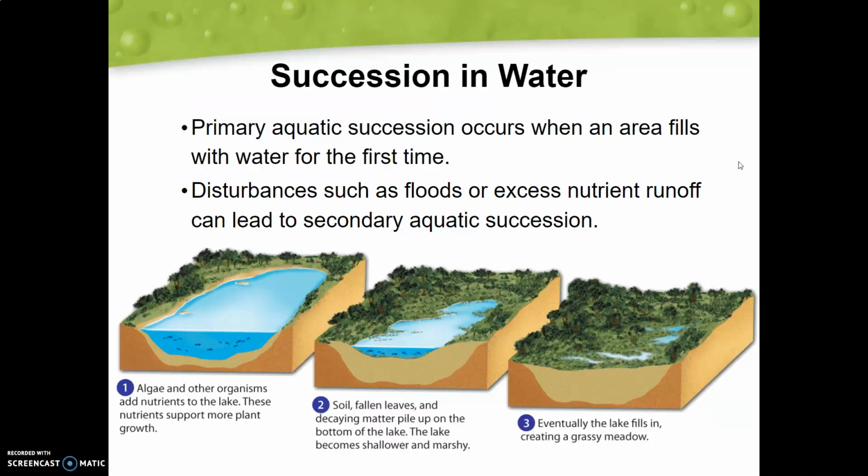And then succession not only happens on land, it can actually happen in water or aquatic habitats. So primary aquatic succession can occur when an area fills with water for the first time. So that's kind of what you see in this first picture here. And then disturbances like floods or excess nutrient runoff. So we talked about different cycles when it happens when excess nutrients are added. They can lead to what we call secondary aquatic succession, and it's kind of filling in this body of water with other plant life, like terrestrial plant life.